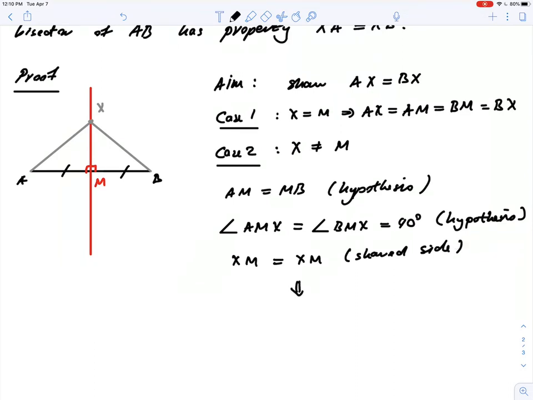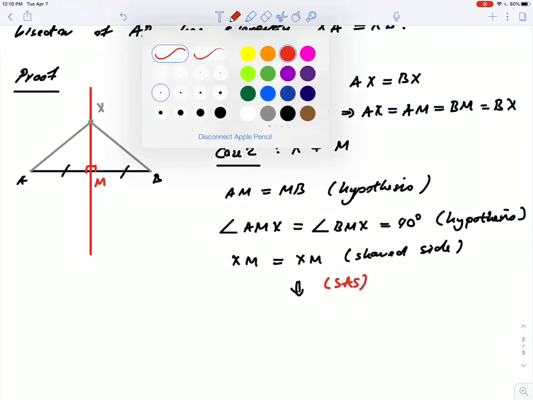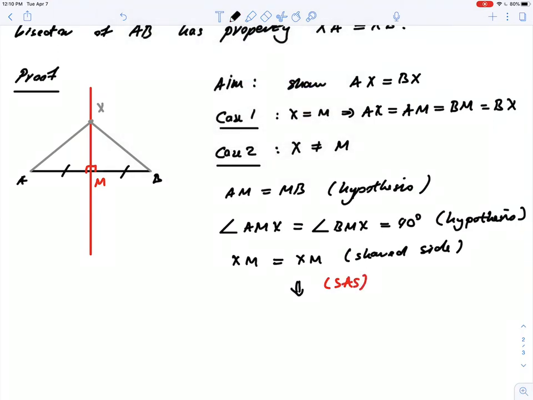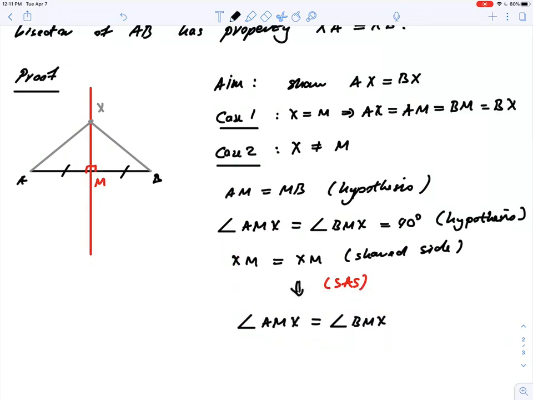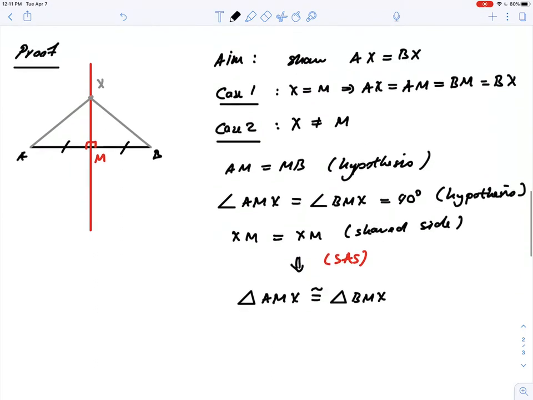So what does this tell you? Well, now this tells you by your SAS criterion that the triangles are congruent, sorry. So not the angles, but the triangles are congruent. And the moment that happens, we can match up sides. This guarantees that AX is equal to BX. Proof. Neat.